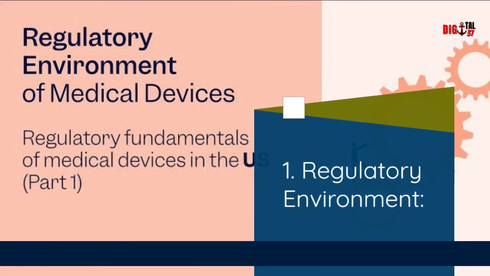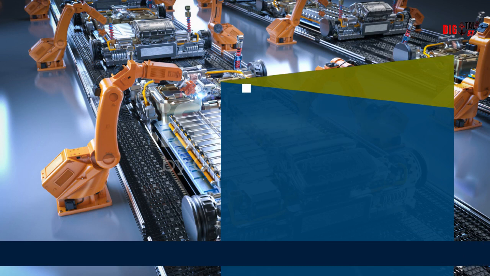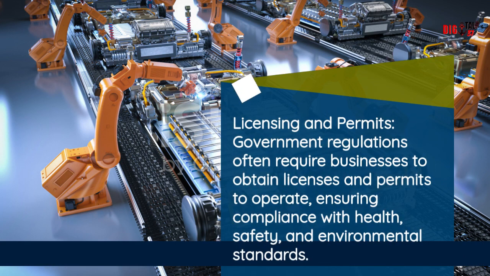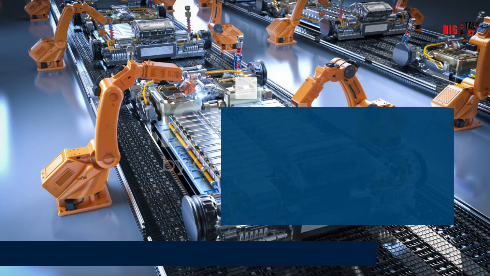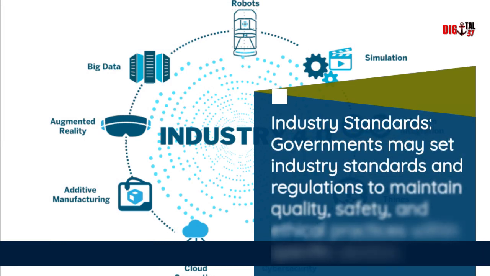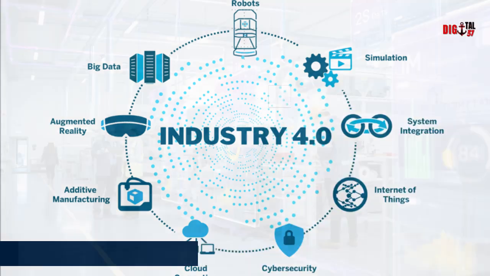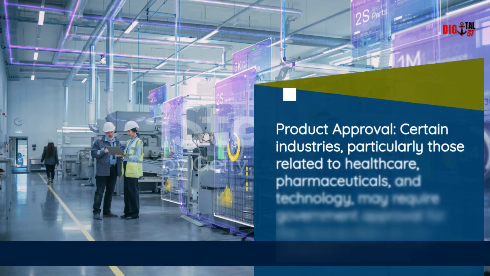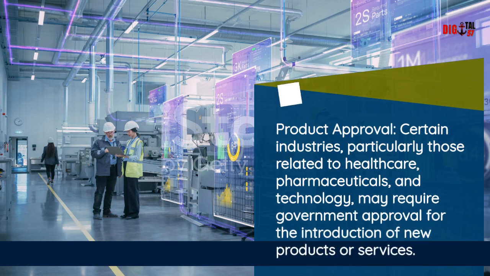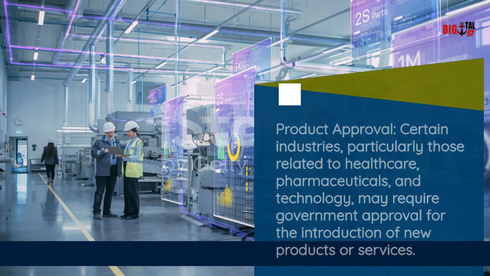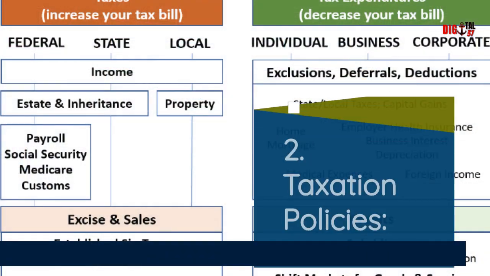1. Regulatory environment. Licensing and permits. Government regulations often require businesses to obtain licenses and permits to operate, ensuring compliance with health, safety, and environmental standards. Industry standards. Governments may set industry standards and regulations to maintain quality, safety, and ethical practices within specific sectors. Product approval. Certain industries, particularly those related to healthcare, pharmaceuticals, and technology, may require government approval for the introduction of new products or services.